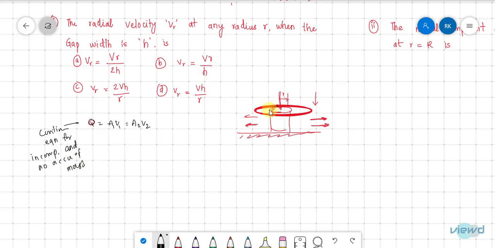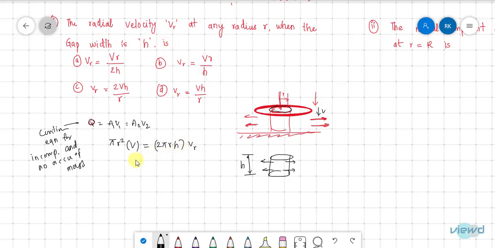So what is A1? A1 is this area, pi r square, and the velocity with which it is coming down, v, is equal to the area outside. So the outlet area is the area from which the fluid is going outside, this curved surface. What is the area of that curved cylinder? 2 pi r is the perimeter, into height h, gives us the area of that cylindrical surface. With which velocity is it going outside? Take that radial velocity as Vr.